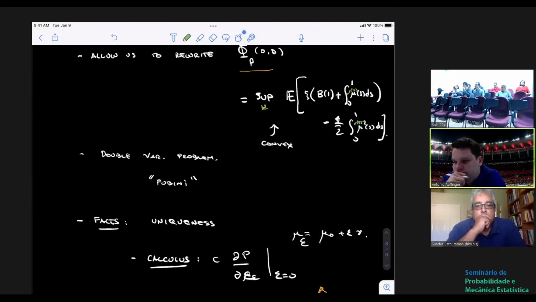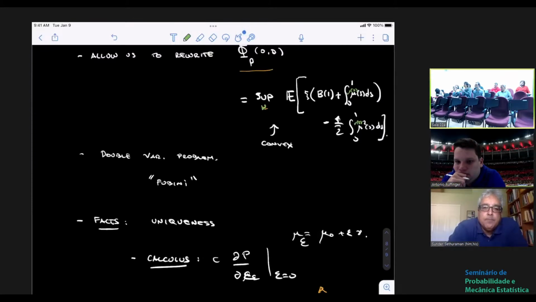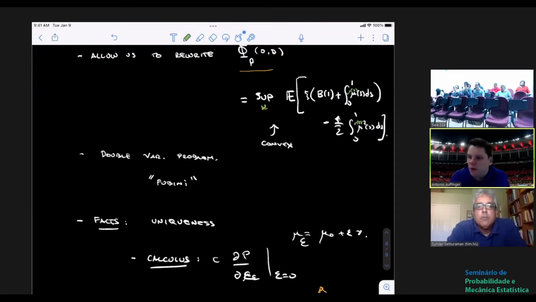It does make sense, but you're averaging only with respect to B of 1. So why do you have a Brownian motion and not just a standard Gaussian in the average? Oh, maybe this final result I don't need to. It's not a Brownian motion. It's just a Gaussian random variable.